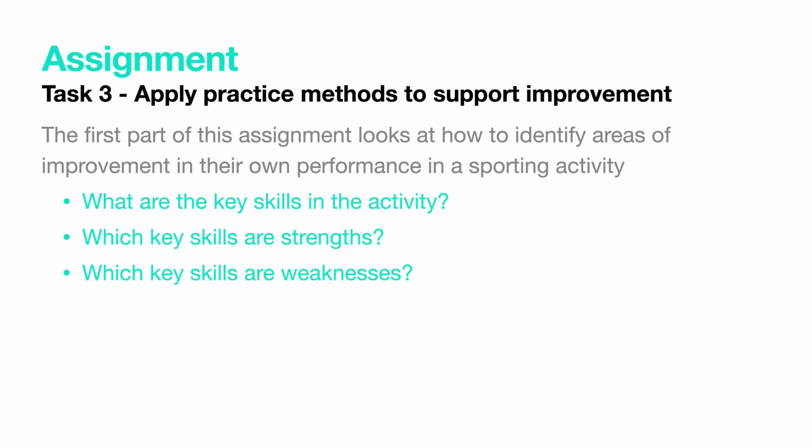So again, last lesson we identified, for this particular part of the assignment, how we identify these areas for improvement in our own performance. So for the sport, we are identifying what the key skills are, which we did last lesson, and then we need to look at which of these key skills can be identified as our strengths and which of these key skills can be identified as weaknesses.